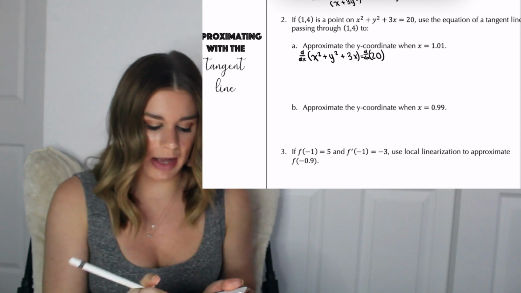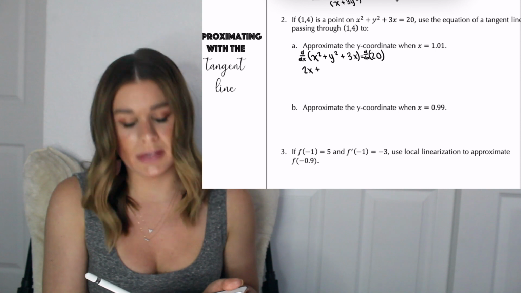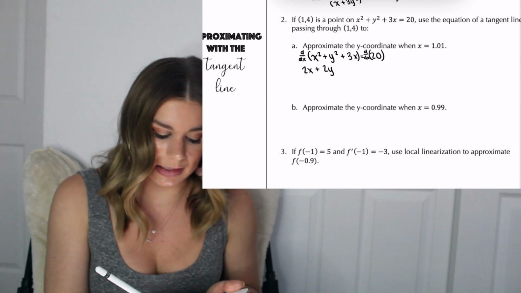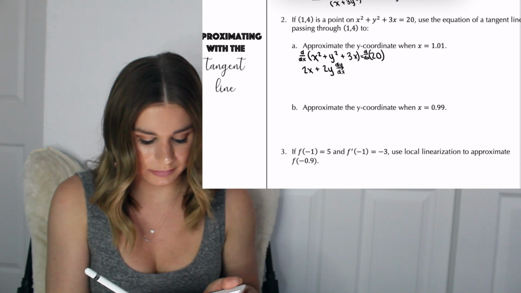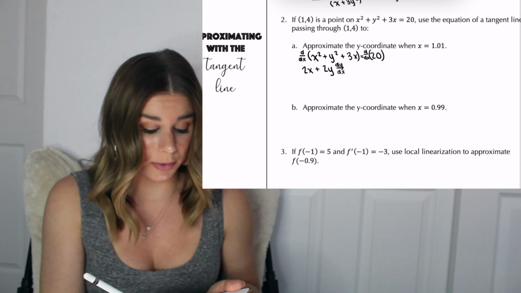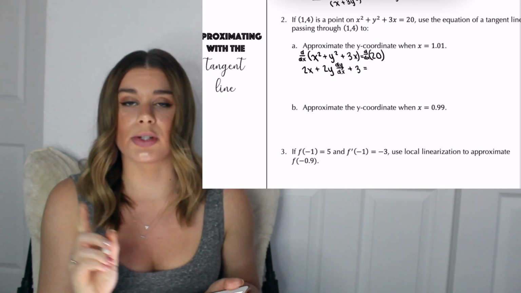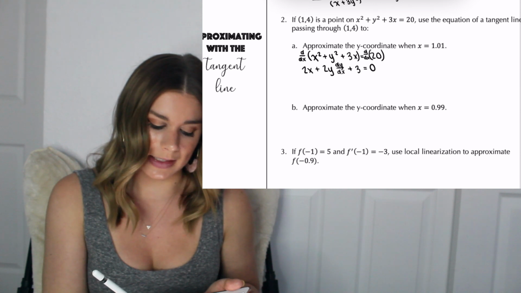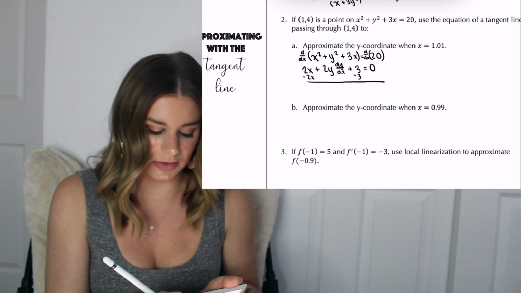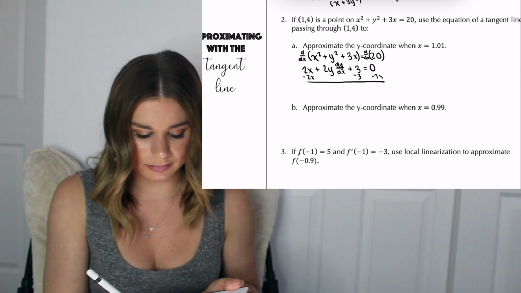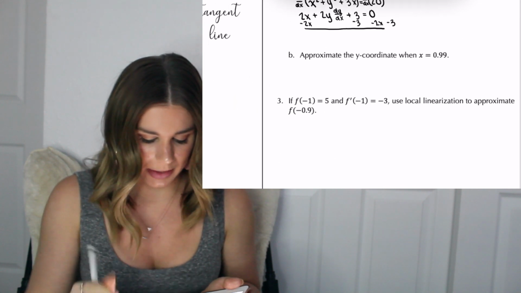Okay, so the derivative of x squared with respect to x is 2x, plus the derivative of y squared with respect to x is 2y times dy/dx. And then the derivative of 3x with respect to x is just 3, is equal to the derivative of 20 with respect to x, which is 0. So I'm going to subtract 3 and subtract 2x from both sides.